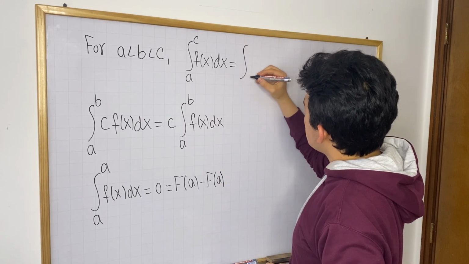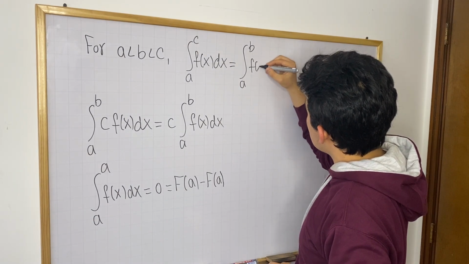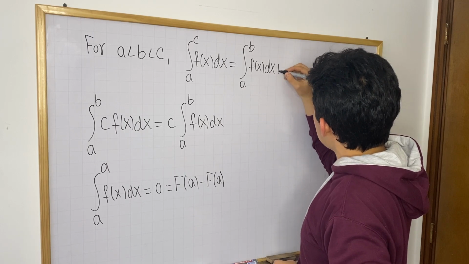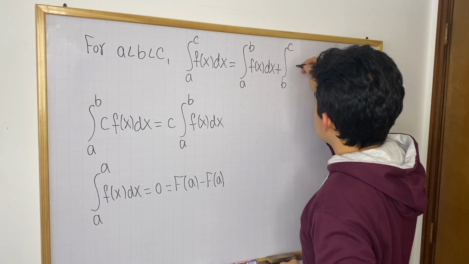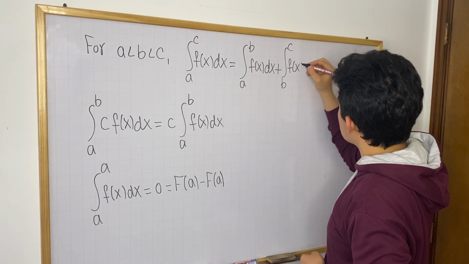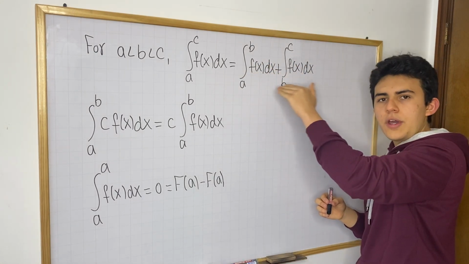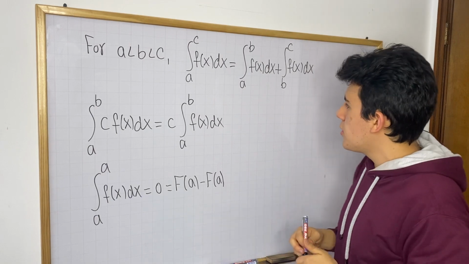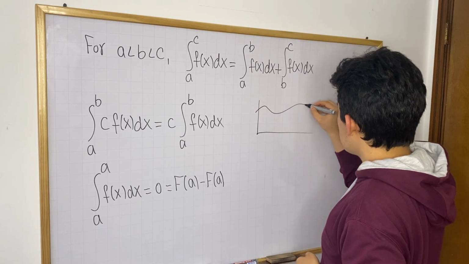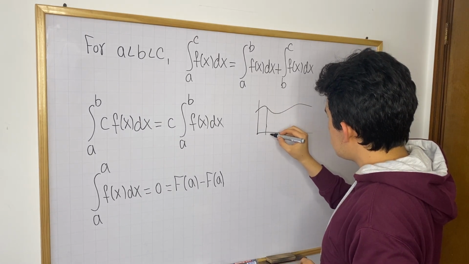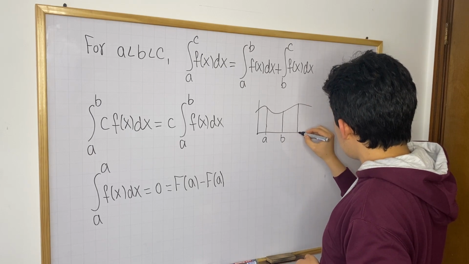So this is going to be the same as if you had the integral from a to b of the function f of x dx plus the definite integral from b to c of the function f of x dx, okay? Now I hope that just by seeing the equation, you can geometrically imagine what is going on. We just have some graph, something like this. We can say this is A, this is B, this is C.